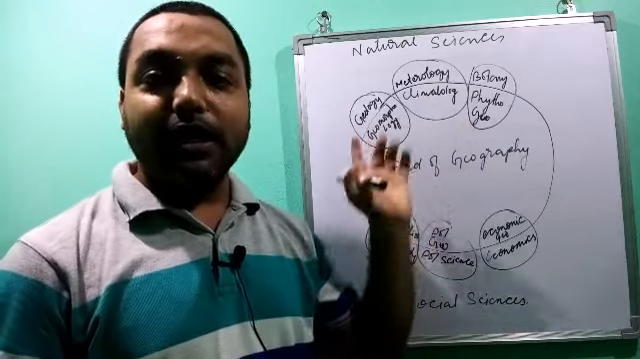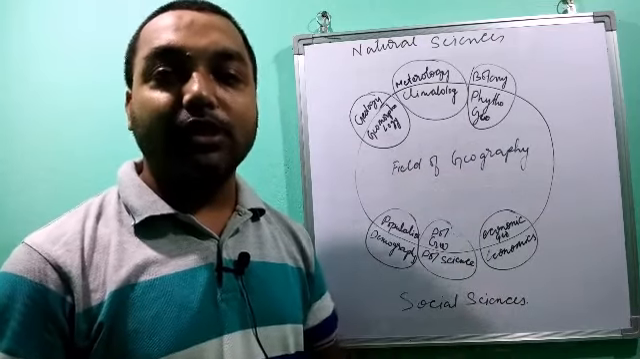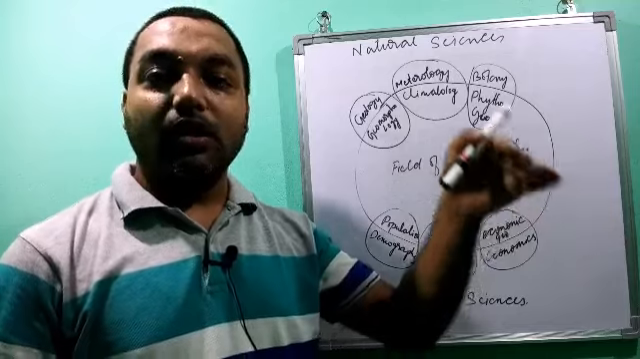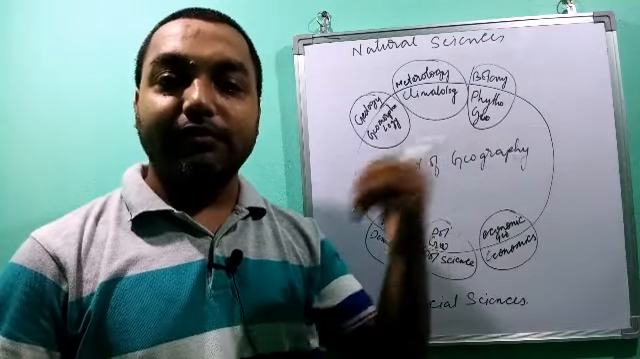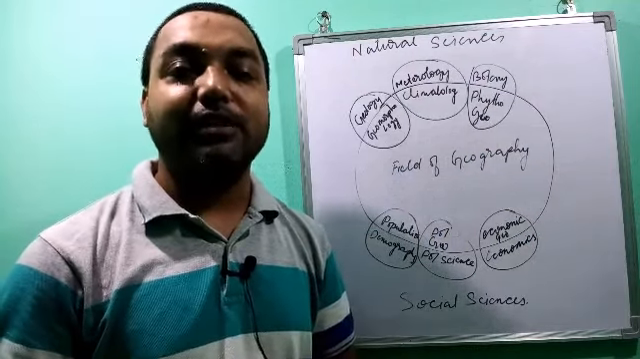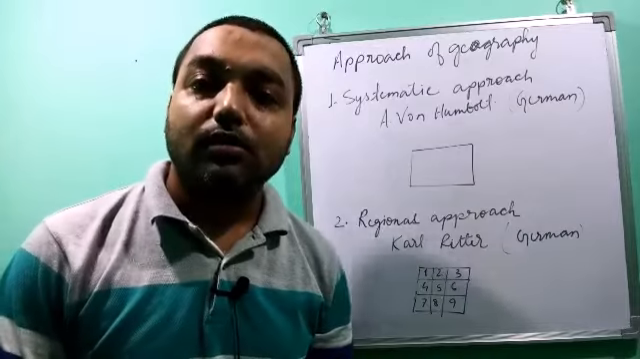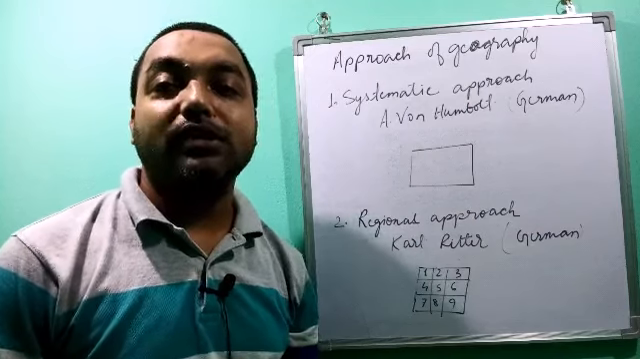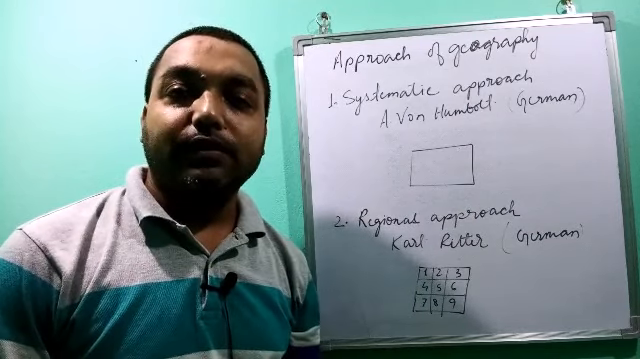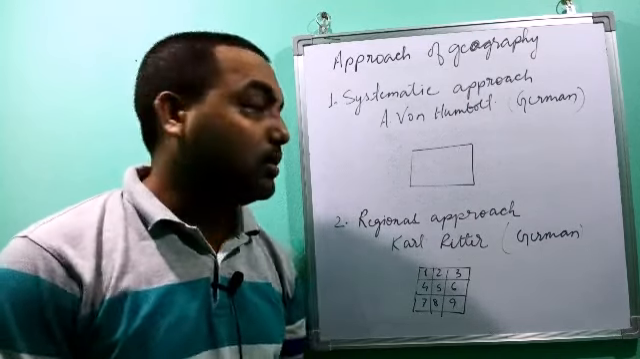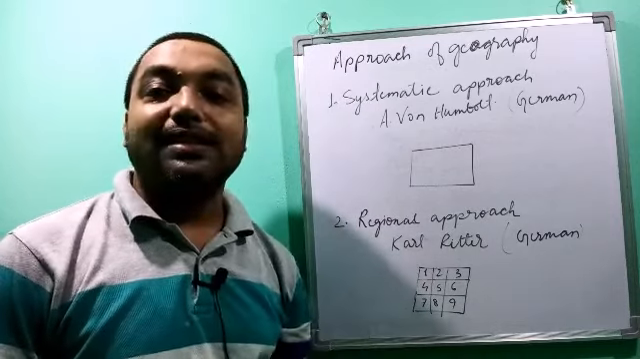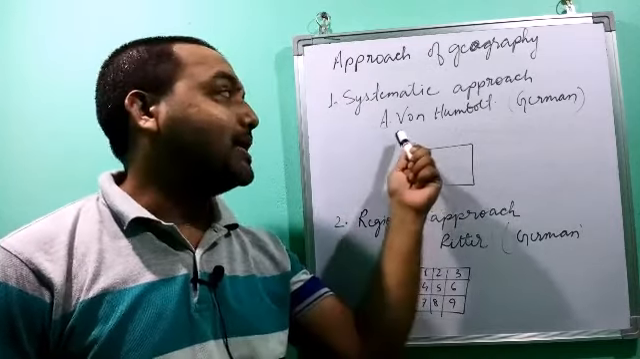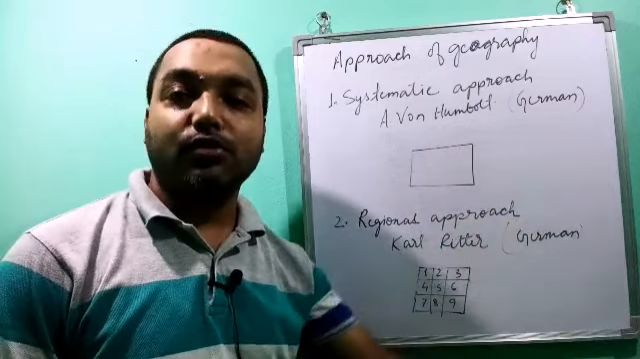Rest, a beautiful diagram has been given in the textbook, from where you can understand the different branches from which geography has taken something and a new branch has been created. So let us move to the next topic, that is approaches to study geography. To study geography we have two different approaches. The first approach is called the systematic approach. It was given by Alexander von Humboldt, a German geographer.